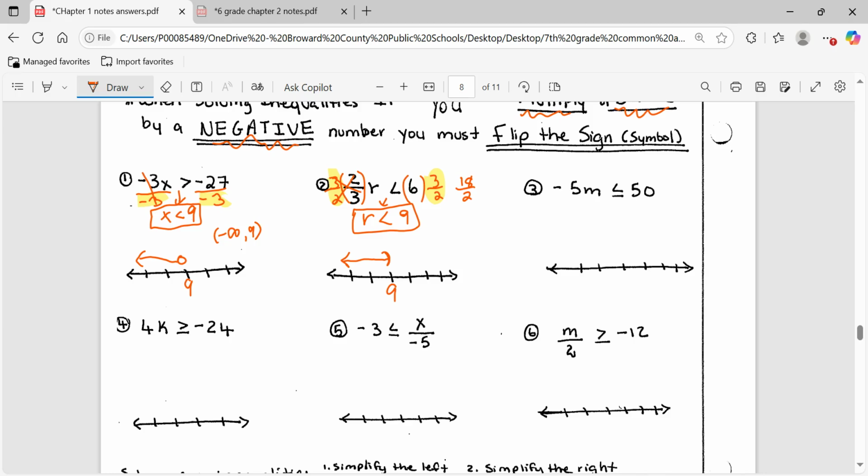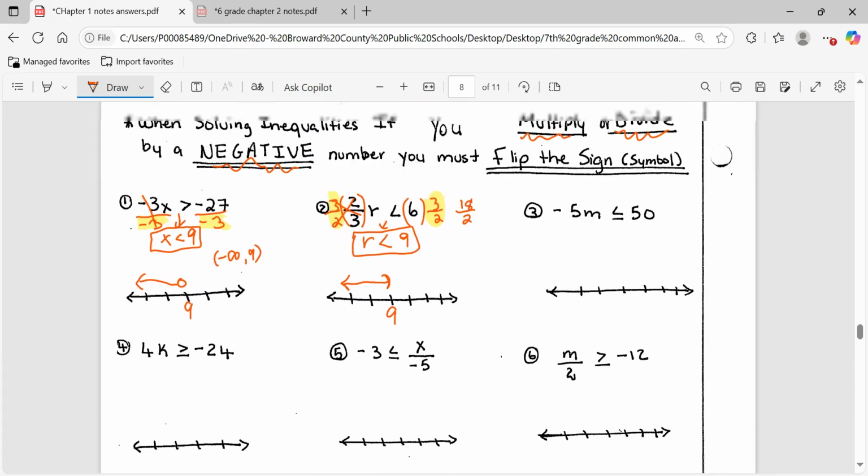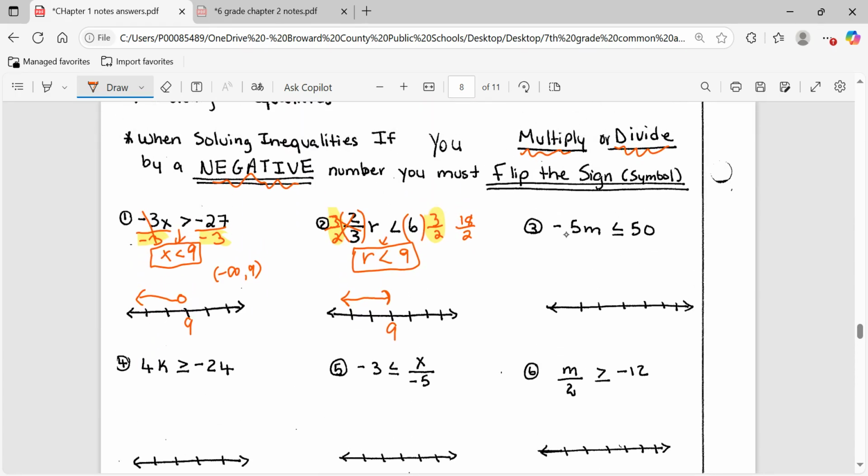I'll do 3 and 4, and then I'll let you do 5 and 6. All right, so for number 3, I have negative 5m is less than or equal to 50. To get m all by itself, I'm going to do the opposite of multiplication. I'm going to divide both sides by negative 5. When I do that, I'm going to flip the sign. And 50 divided by negative 5 is negative 10. So that m is greater than or equal to negative 10.